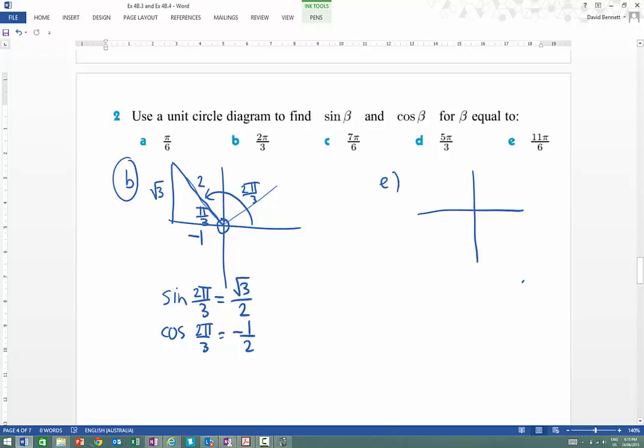Here we're going to do question E, which is 11 pi on 6. So we know that going a full circle is 12 pi on 6.